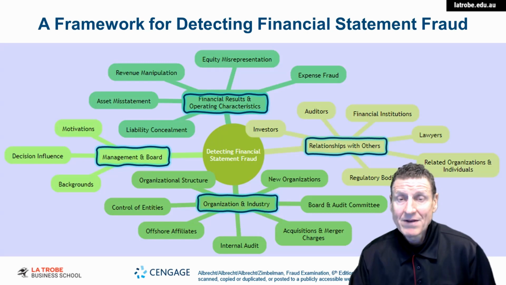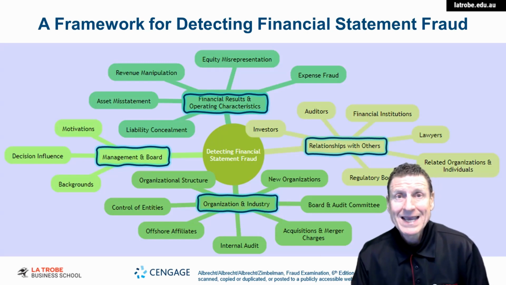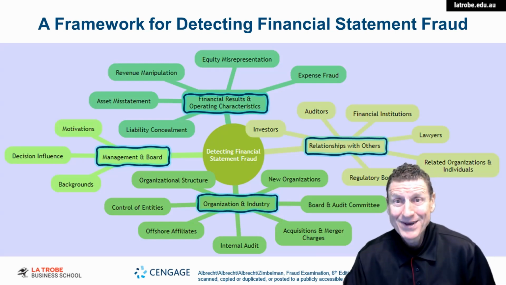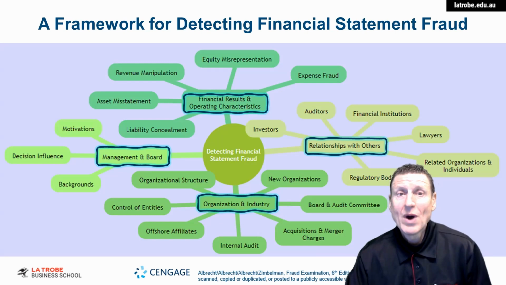And so there's a lot of areas that you can uncover, a lot of red flags that you can uncover looking at the organization and industry context of the firm that you are investigating. Finally, you have the financial results and operating characteristics. And we keep on coming back to what we're going to look at in Chapter 12 and Chapter 13, and that is looking for red flags in the financial statements.